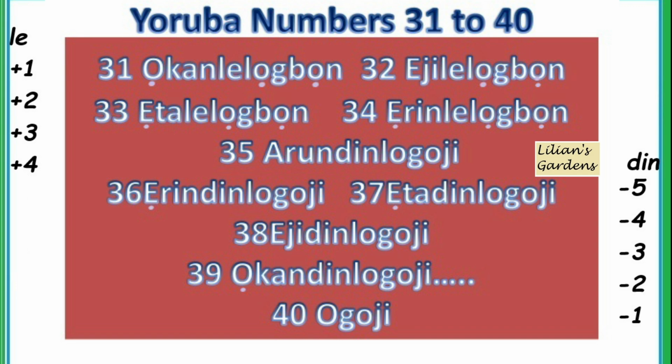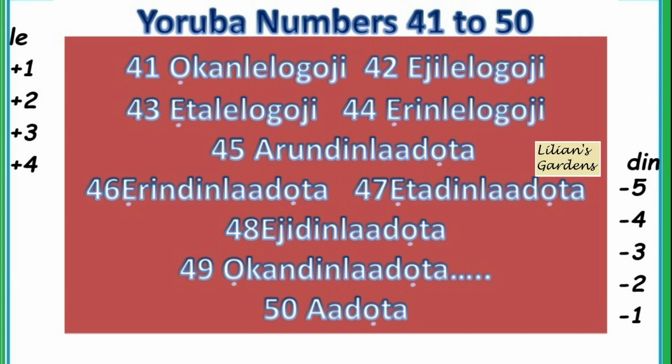So you will still have the instructions on the numbers guide on either side, showing you that you do 4 lé and you do 5 dín. 41, ọ̀kànlélógójì. 42, èjìlélógójì. 43, ẹ̀tàlélógójì. 44, ẹ̀rìnlélógójì. 50 is àádọ́ta.